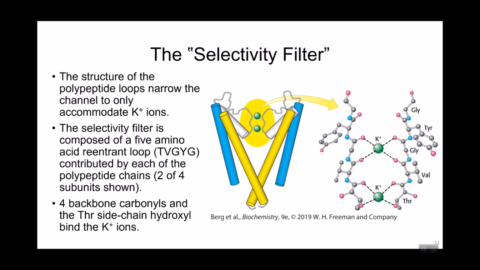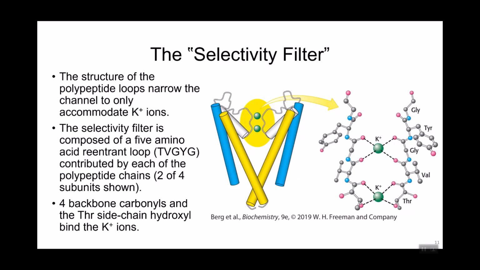It turns out that it's not the side chains but the backbone carbonyls, so the C double bond O's, that are pointing in along with threonine's hydroxyl, which is at the bottom of the filter. I hope you can appreciate just how novel this finding was. No one expected the backbone to play a role, and it does come down to the geometry and the chemistry at play allowing these functional groups to interact with the potassium ion.